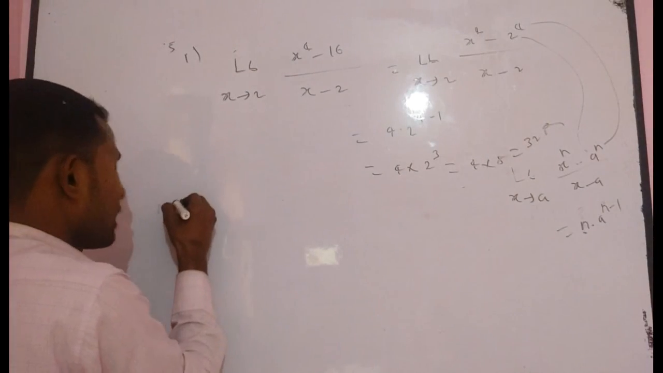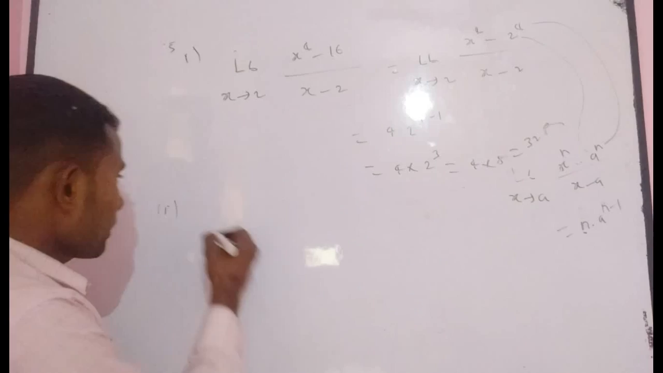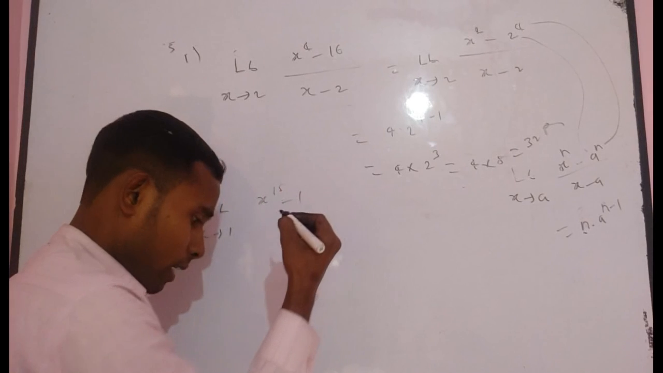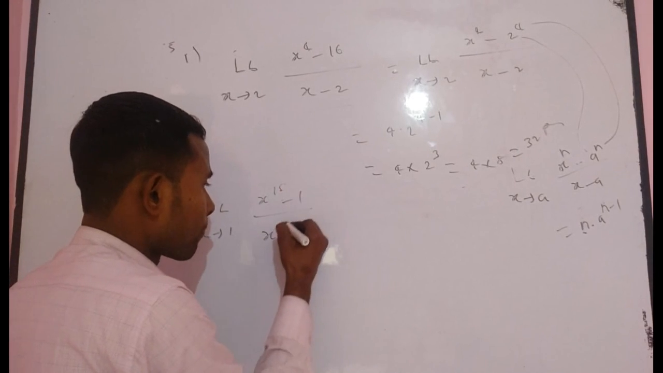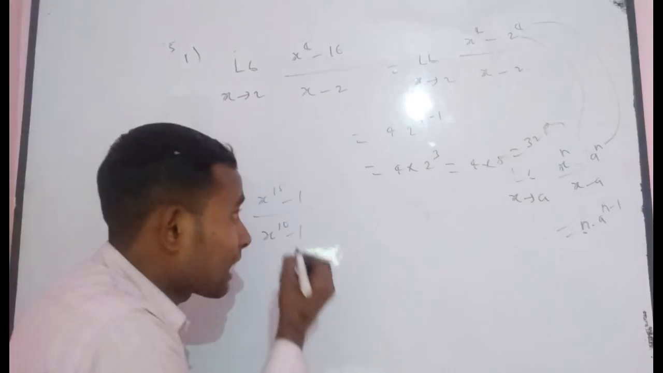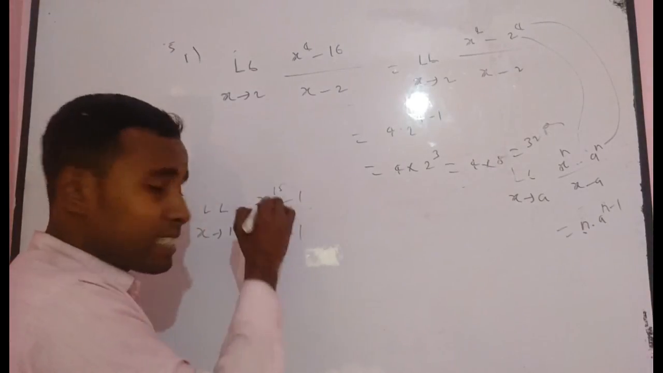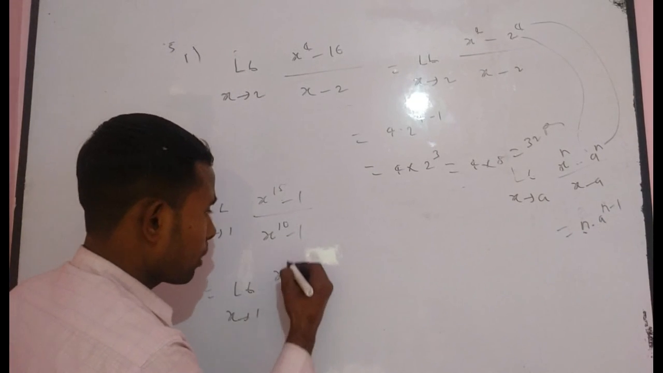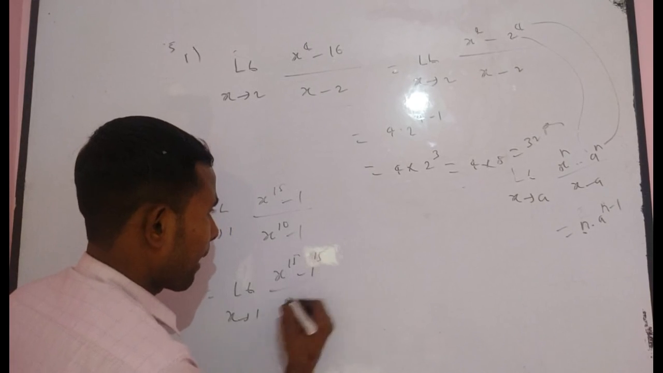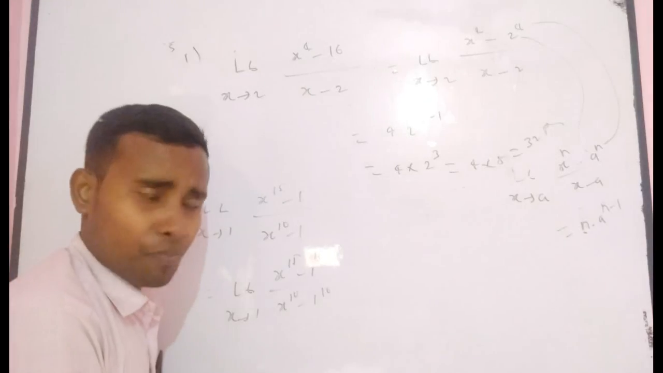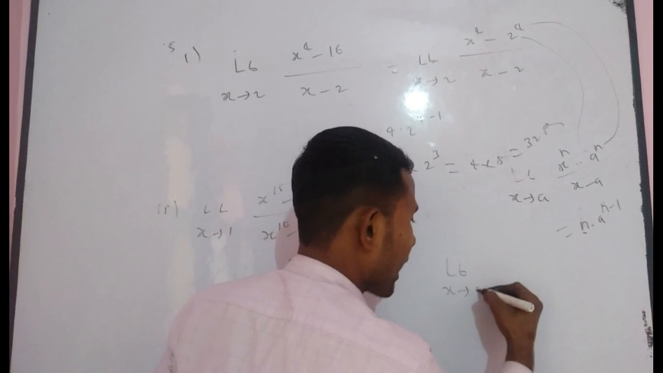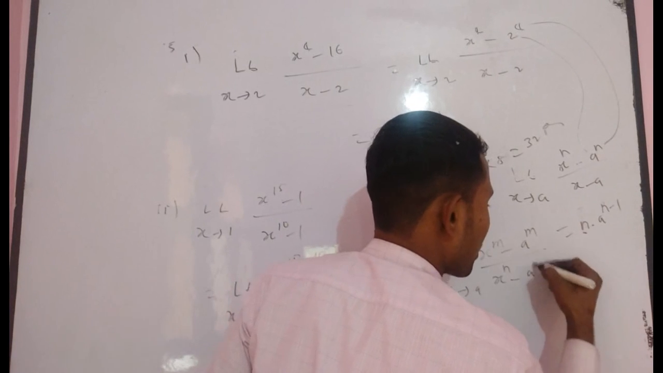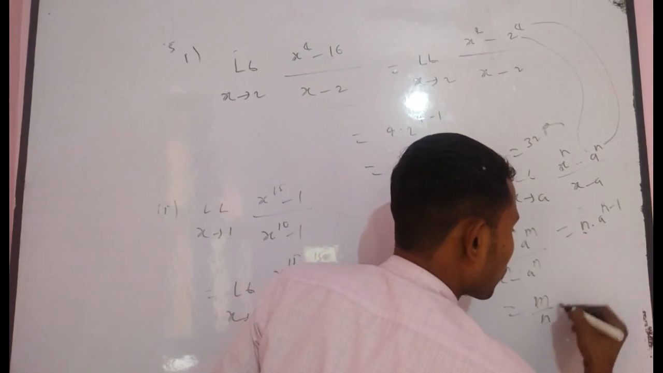Now I want to take another example: limit x tends to 1, x to the power 15 minus 1 divided by x to the power 10 minus 1. How can you solve this problem? I have already given you that formula. Can you write it? Limit x tends to 1, x to the power 15 minus 1 to the power 15 divided by x to the power 10 minus 1 to the power 10. As you know, limit x tends to a, x to the power m minus a to the power m divided by x to the power n minus a to the power n will be m by n into a to the power m minus n.